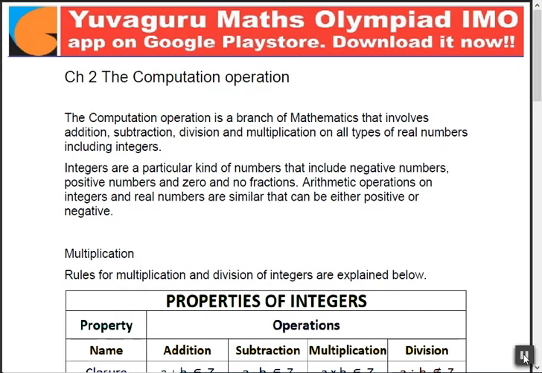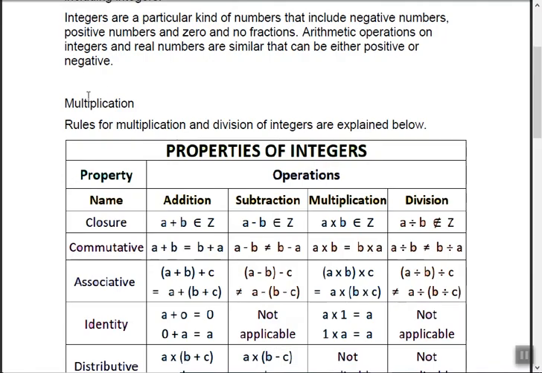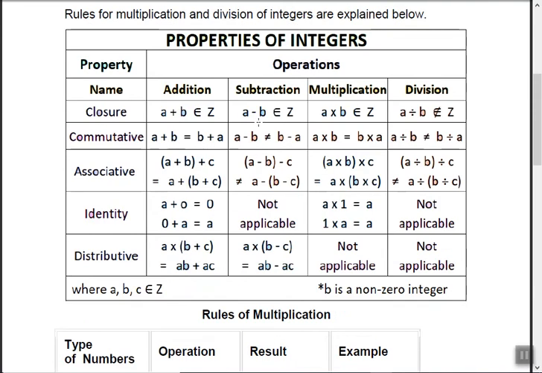Okay, next we'll focus on only multiplication and division, because addition and subtraction you already know, but that's quite simple. So let's focus on multiplication and division. So we'll be starting with multiplication. So rules for multiplication and division of integers are explained below. So these are the rules. Now what are the rules? Let's see. Now remember a few things in this chart.